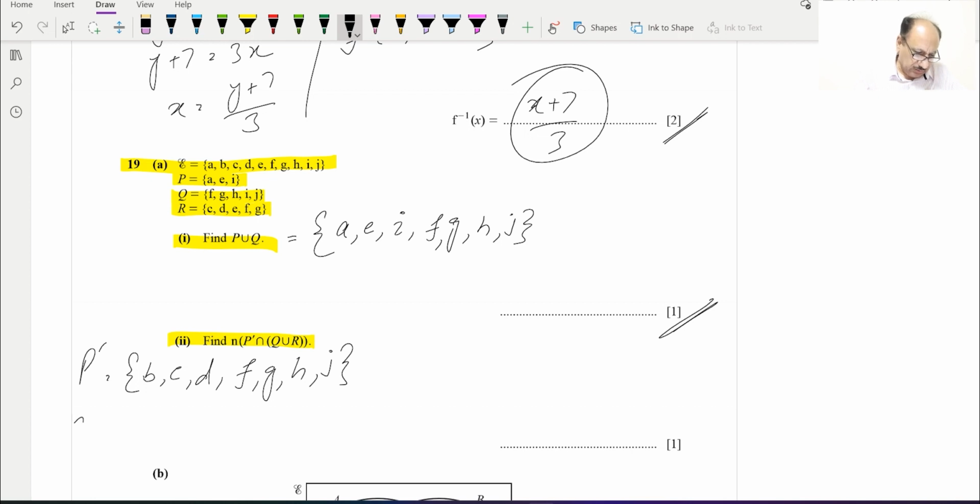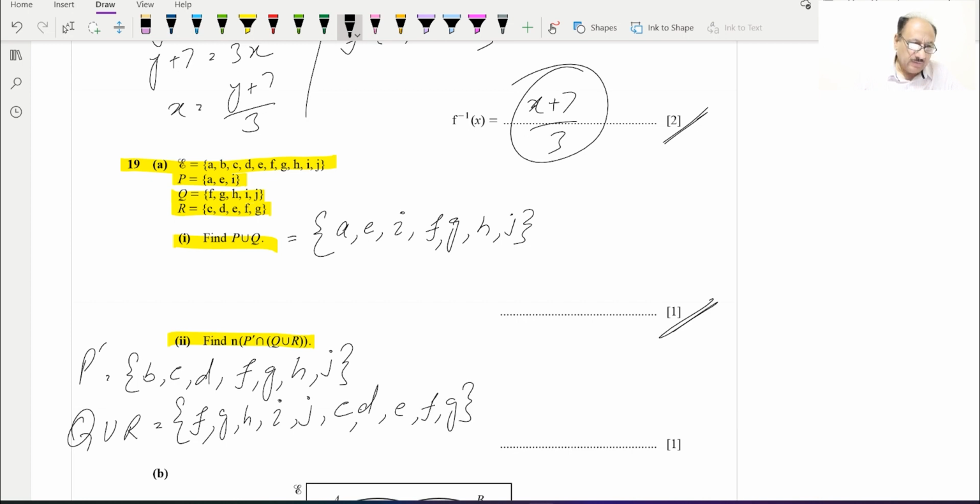And now we can take Q union R. Q union R will be equal to what? This will be members of Q and members of R. So F, G, H, I, and J, and C, D, E, F, and G. This will be our union.